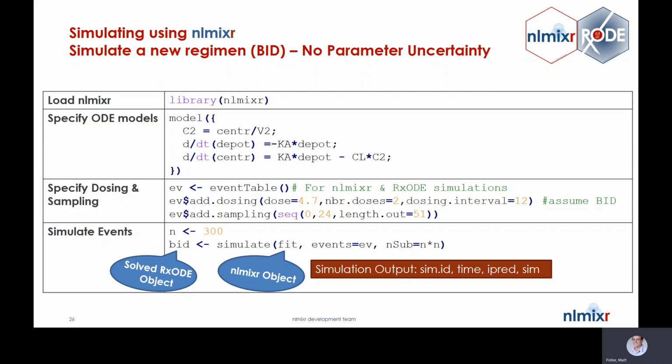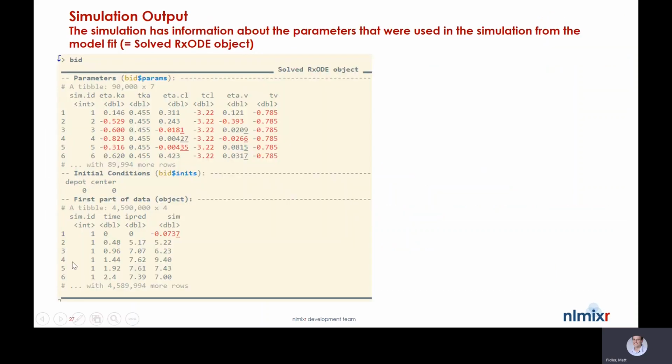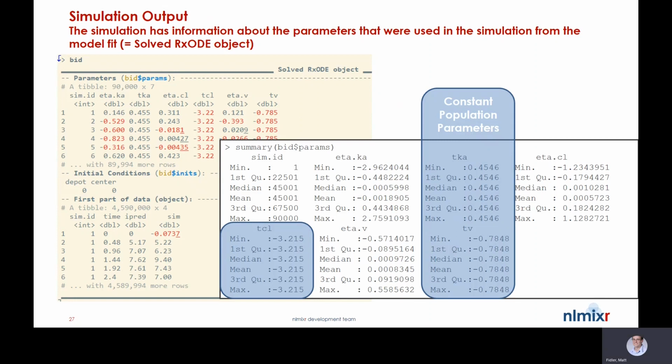So you're actually doing a larger study, but this is so we can compare with the uncertainty simulation, which we'll talk about in a little bit. Simulation output will give you the simulation ID, the time, the individual predictions, and the simulations. For example, if we look at this particular simulation output, it gives you the params values, which you can look at, and you can see when you summarize it that there are constant population parameters in each of the simulation IDs that you have. You can also see that this has initial conditions and is also a data frame that has information in there.